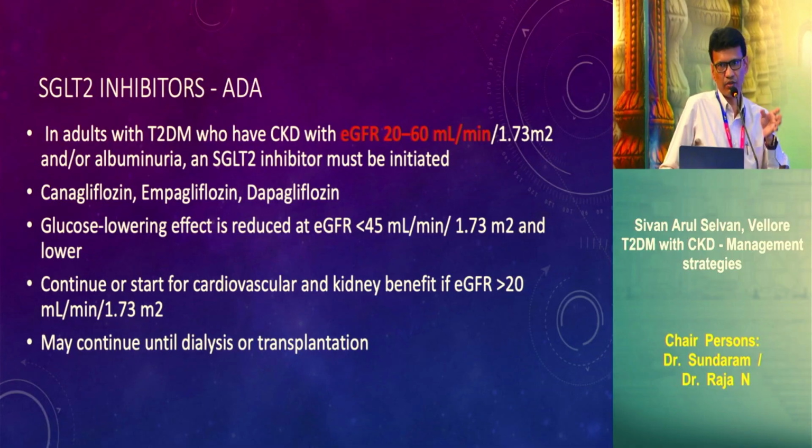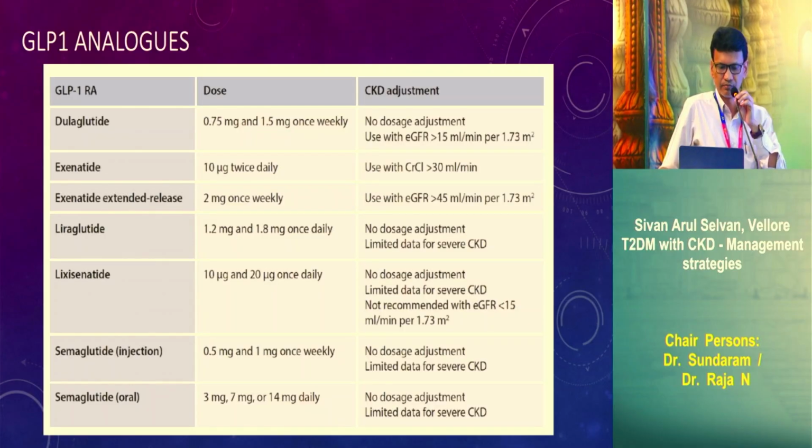Previously we used to adjust the dose of medication for individual drugs based on individual GFR. Now it's almost the same. Up to 20, there is no need to worry. You can still start the patient on all the drugs at maximum dose.